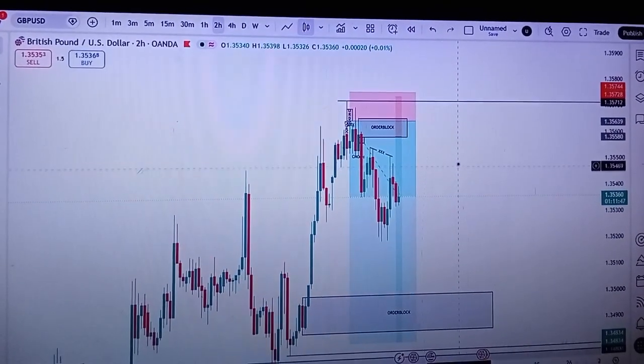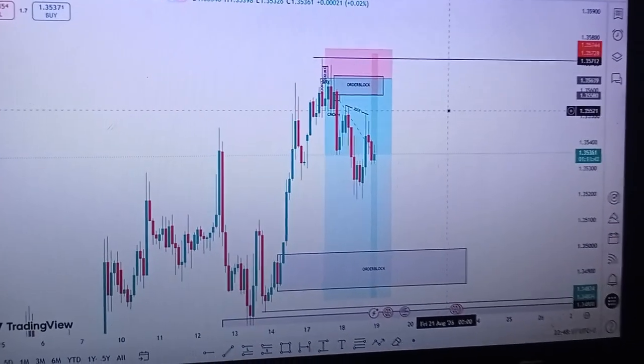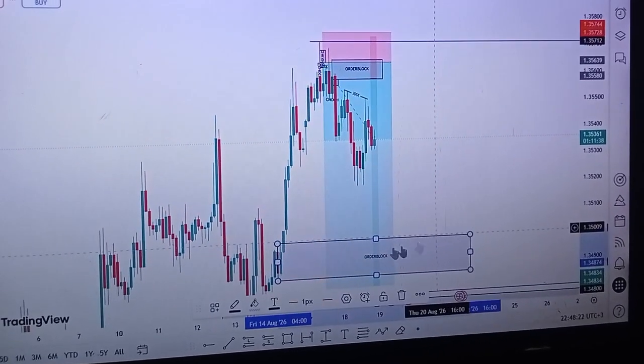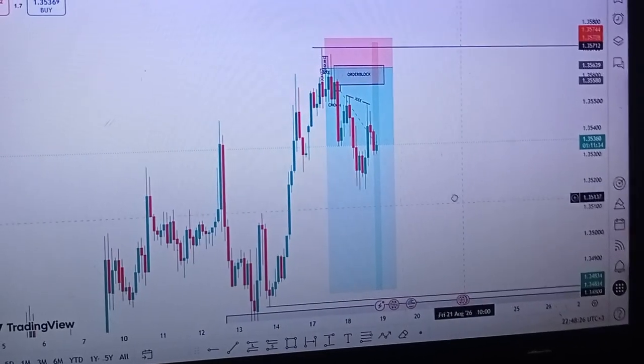This is 2 hour time frame. I took the setup on 5 minutes. So yeah, we're still gonna hold it. So I was just putting this auto block to guide me, so that if it reaches there I'll know, but I don't think it will be strong.